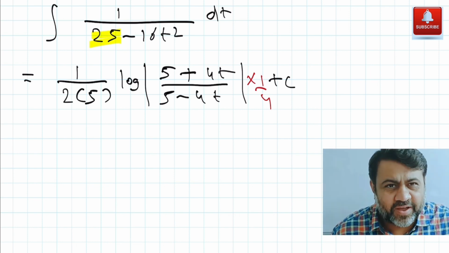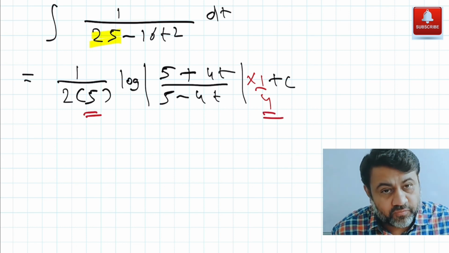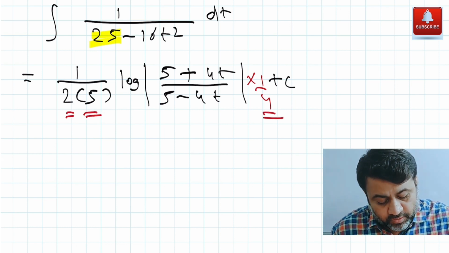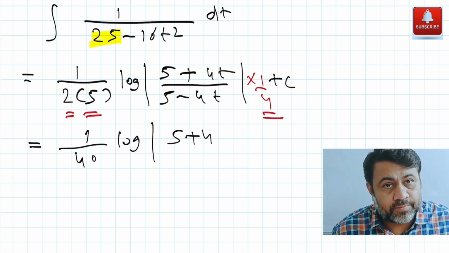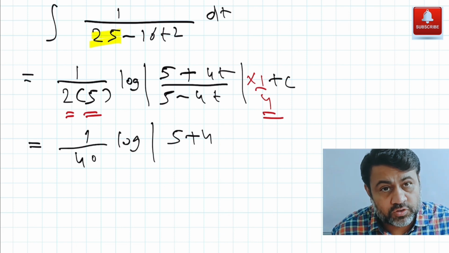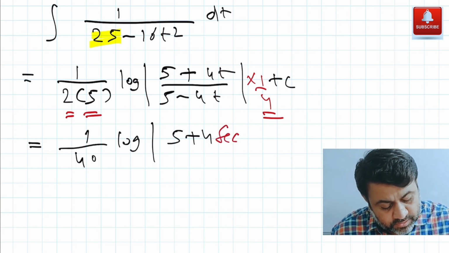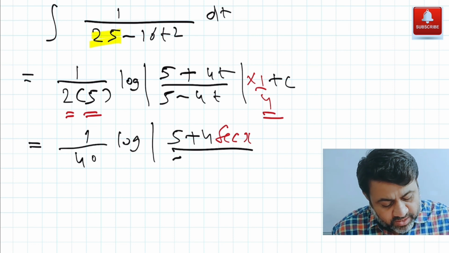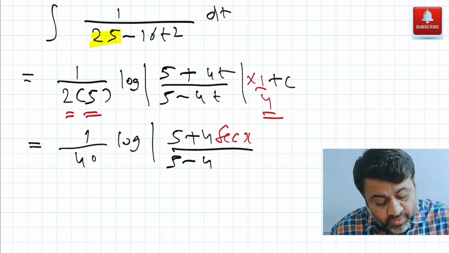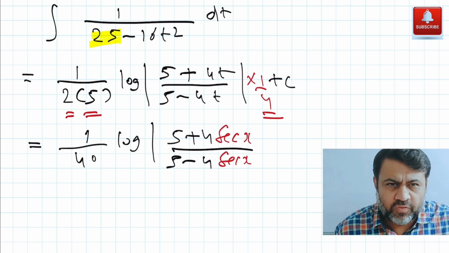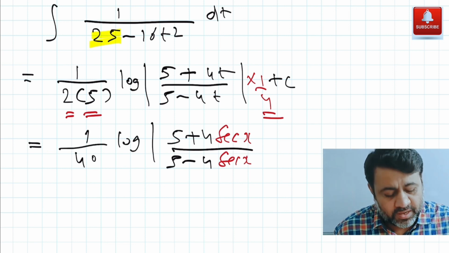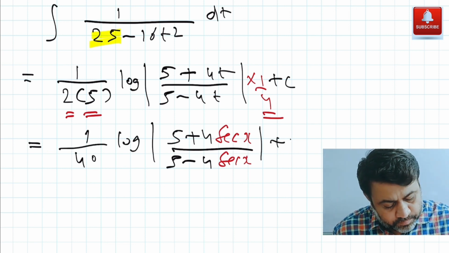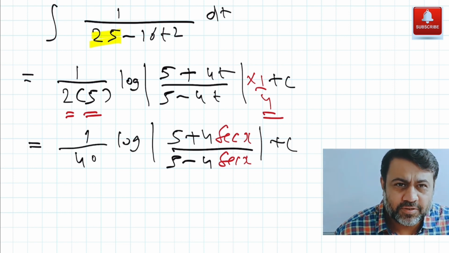So थोड़ा simplify कर लेते हैं इसको. 4 5 20 into 2 we get 40, so we get 1 by 40 log mod 5 plus 4 times, substitute the value of t. Value of t here is sec x, so I'm just going to substitute the value of t as sec x. So 4 times sec x upon 5 minus 4 times, again substitute the value of t which is sec x for this question. Don't forget these two things. Usually t का value भूल जाएंगे या 1 by 4 को multiply नहीं करेंगे, you will lose marks unnecessarily. So make sure plus c. That's my answer. ठीक है?